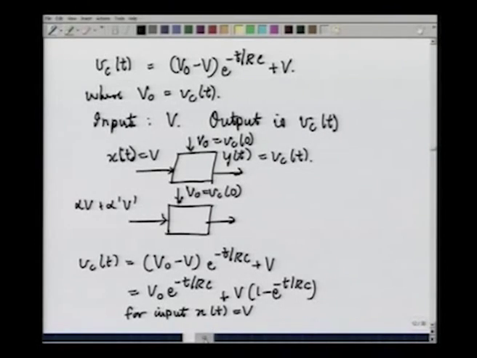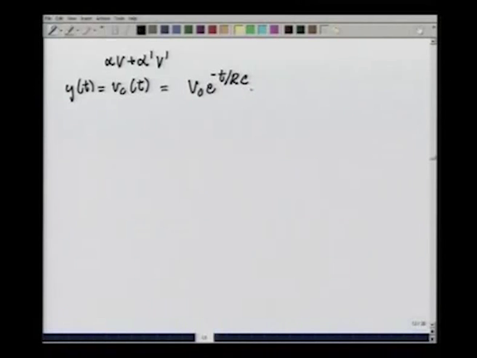Now what about the response for the new input? If we substitute this quantity in place of V in the expression for Vc, what do we get? We get Vc(t), namely y(t), equals V0 e to the minus t by RC, which has no room for the input V. This term is independent of V, and then we have (alpha V plus alpha dash V dash) times (1 minus e to the minus t by RC). This is what we have.